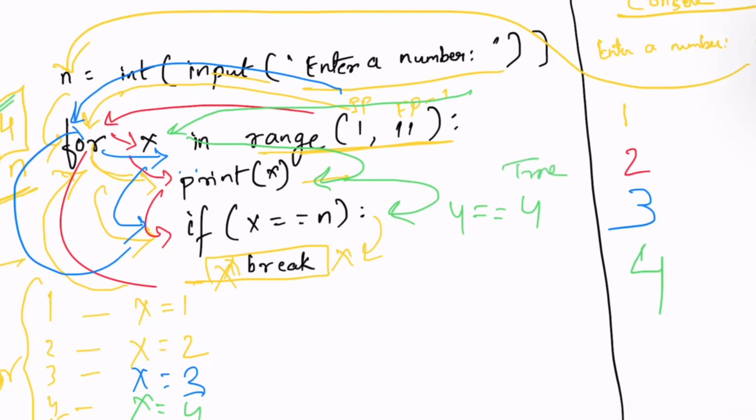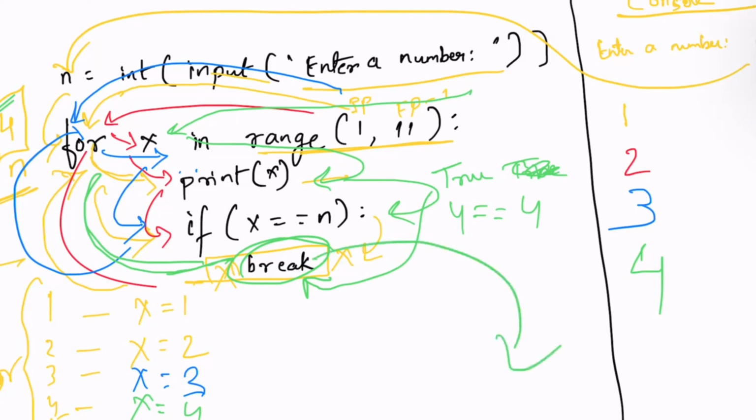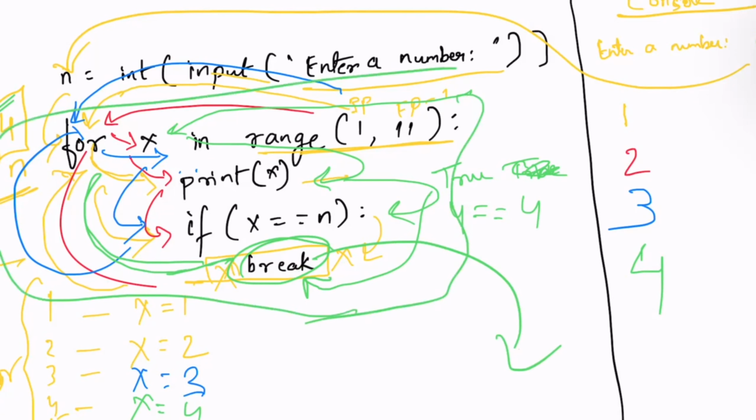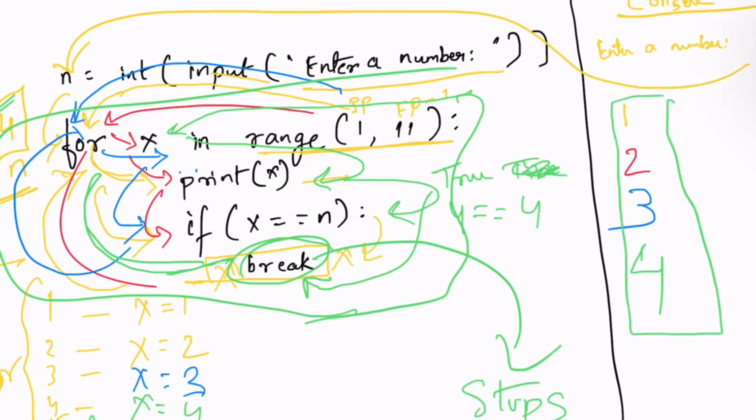It gives true. Once the if condition is true, that means this is getting executed. Now break gets executed. Once the break has been executed, it just jumps out of the entire for loop. It jumps out and the program stops here. So these don't get printed anymore because the break statement got true. You can see in the console only 1, 2, 3, 4 got printed.